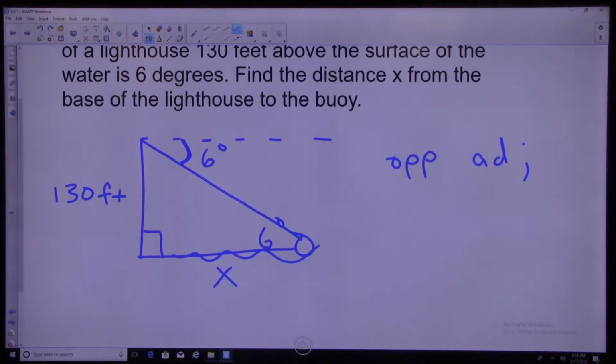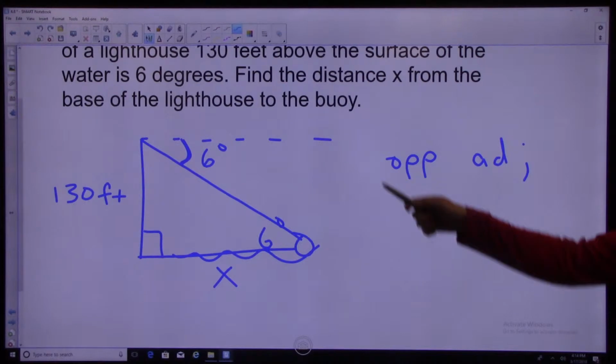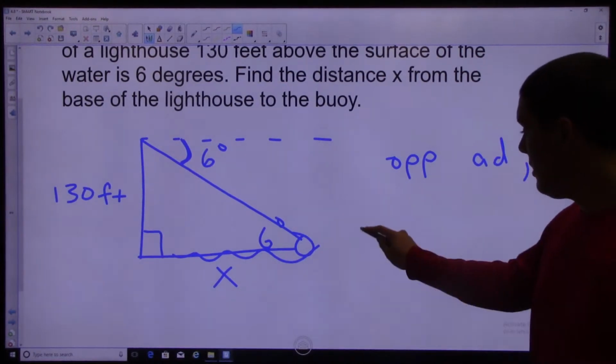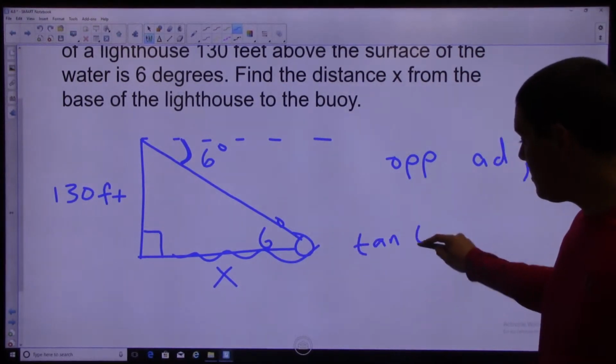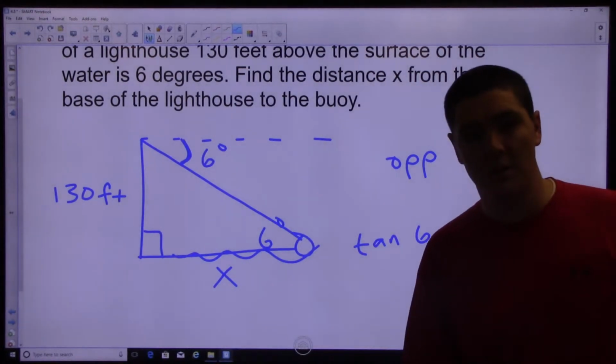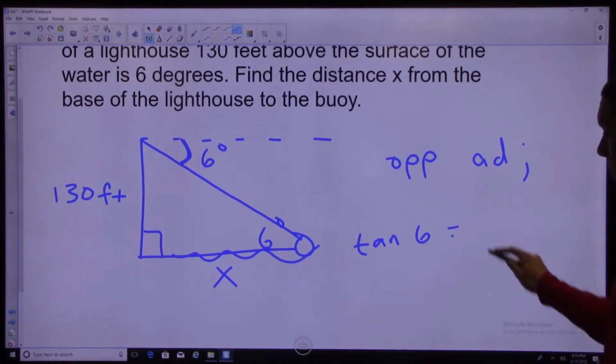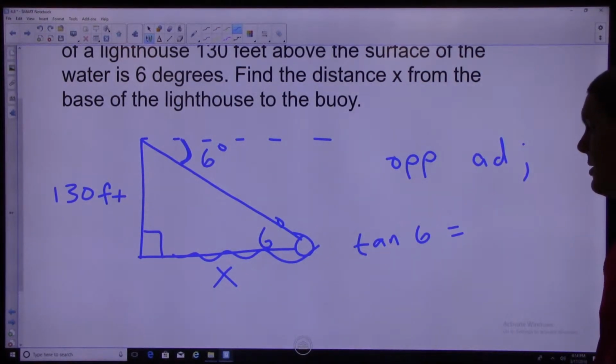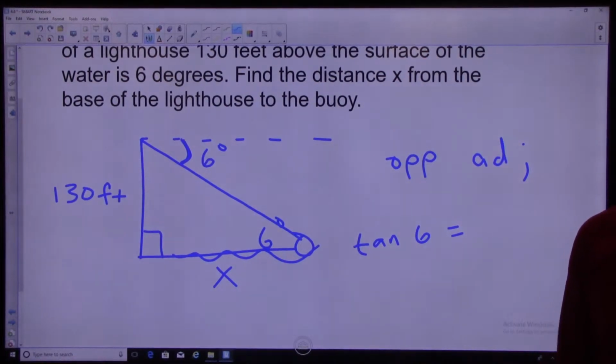So we got 3 trig ratios to choose from. Which one should we choose? Sine, cosine, or tangent? And hopefully you guys picked tangent. So it's going to be the tangent of our angle, 6 degrees. Now make sure your calculator is in degree mode when you're typing these in. But the tangent of 6 is going to be opposite over adjacent. So what's the opposite side? Pause for the answer.